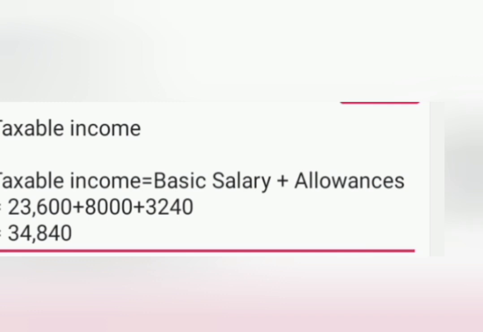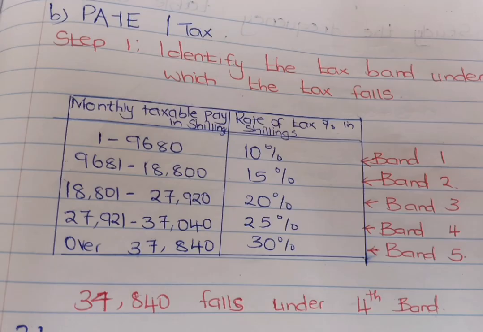Now we go to Part B, whereby we are supposed to find the PAYE if a relief of 1,056 is given. So the very first step is to identify the tax band under which the tax falls. And the tax bands means what? Where the money falls under. In our case, we have the first band, which is covering from 1 up to 9,680, that is band 1.